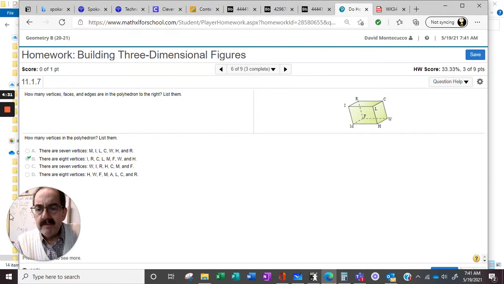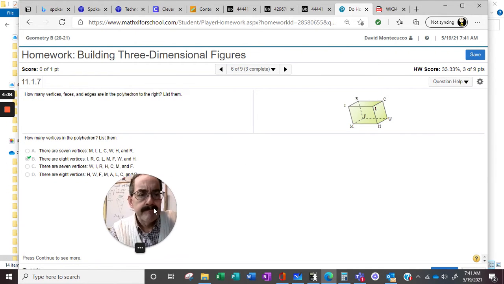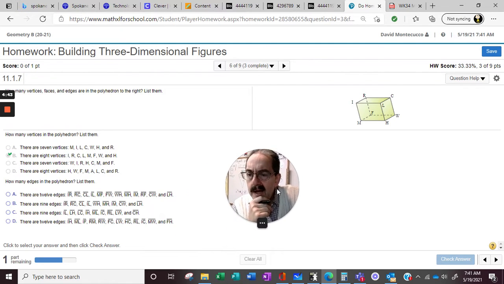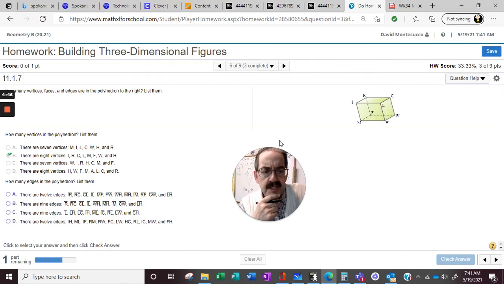So corner points, a little bit of vocabulary. Why didn't it advance? Continue. Okay, now edges. How many edges? Well, we have 4 on top, 4 on the bottom, and then we have the legs holding it up. 4, 8, 12. It's 12. Not FH, there's no segment. F to H is a diagonal, so it can't be that one, so it's A.